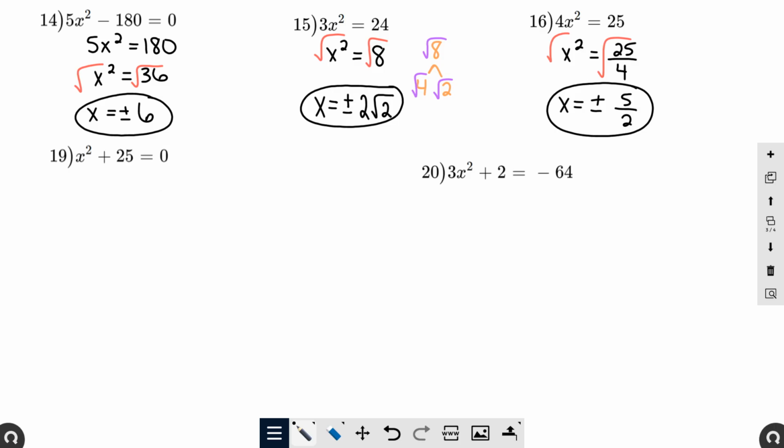All right, then write down our next problem. X squared plus 25 equals 0.